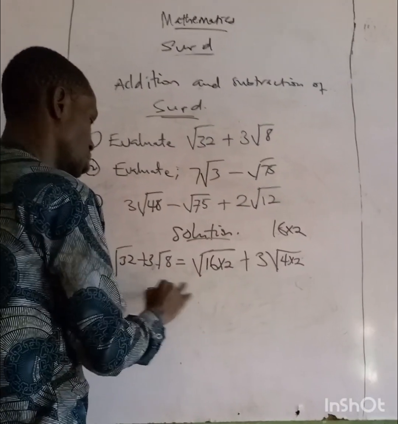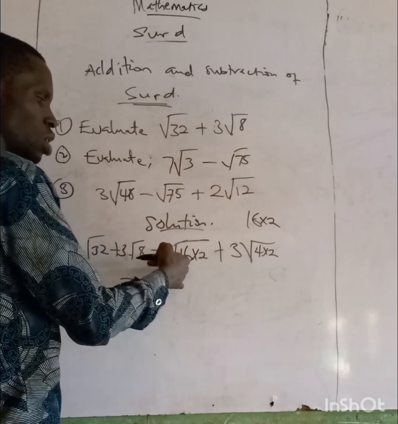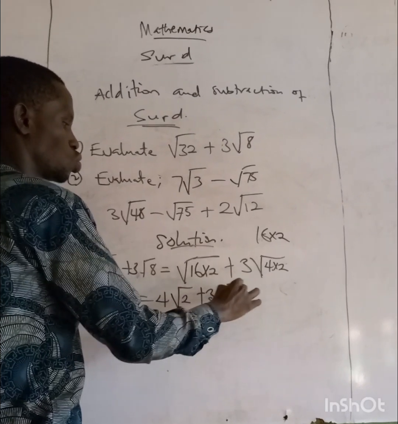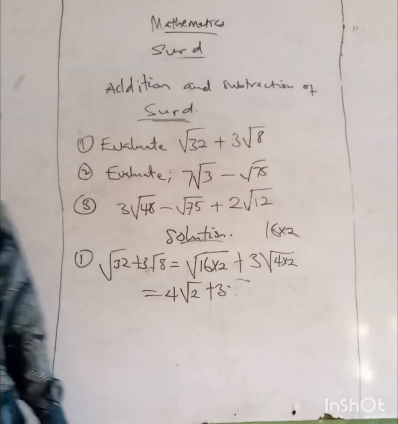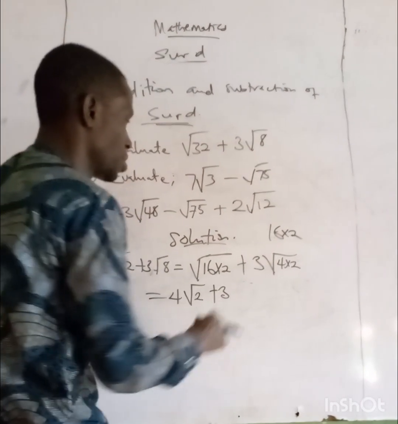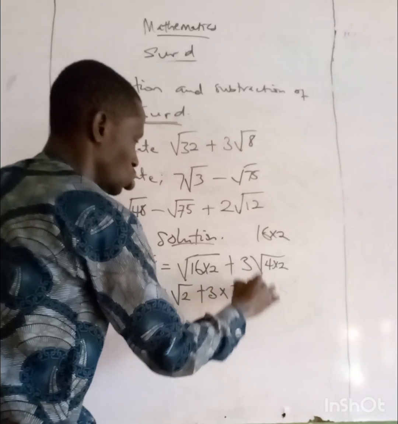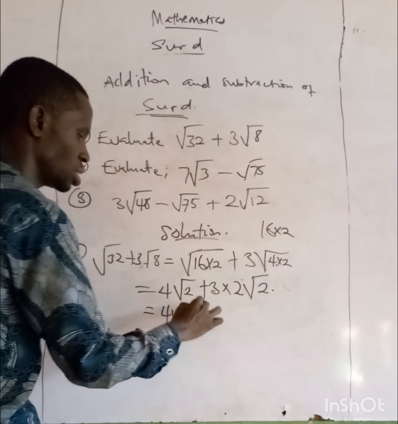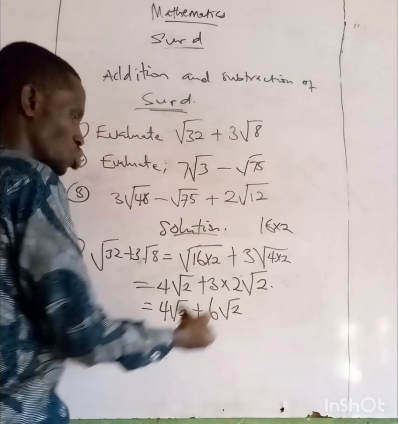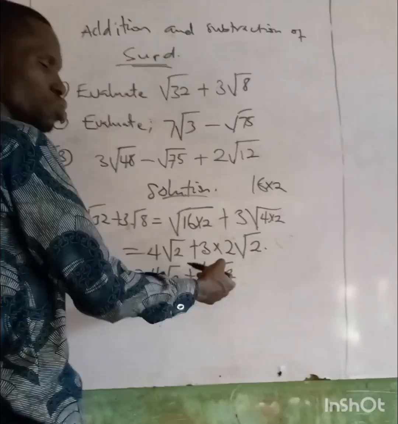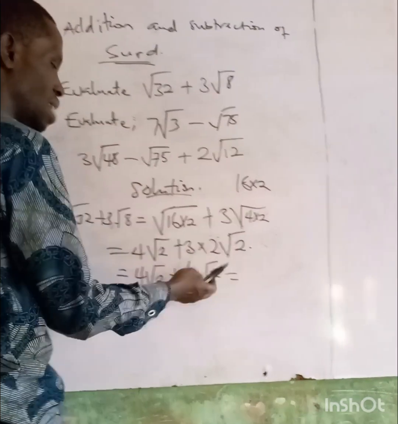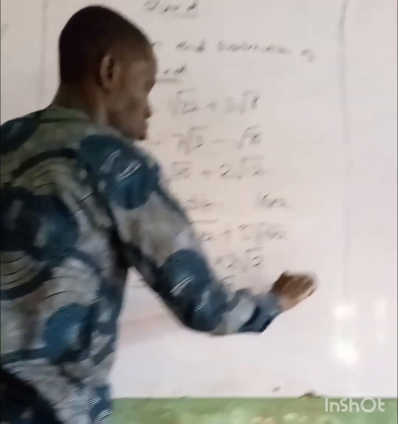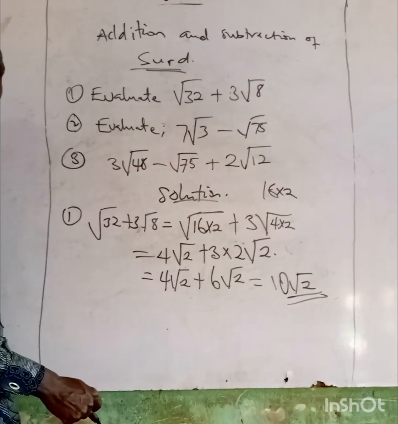Alright, so of course we know that root 16 is going to be 4, then root 2 plus 3, excuse me, plus 3 times the square root of 4 is 2 root 2. So now you now have 4 root 2. 2 times 3 is 6 root 2. So since the roots are the same, now we can add the coefficients of the root. 4 plus 6 will give you 10 root 2. This is the answer. I hope you understand that.